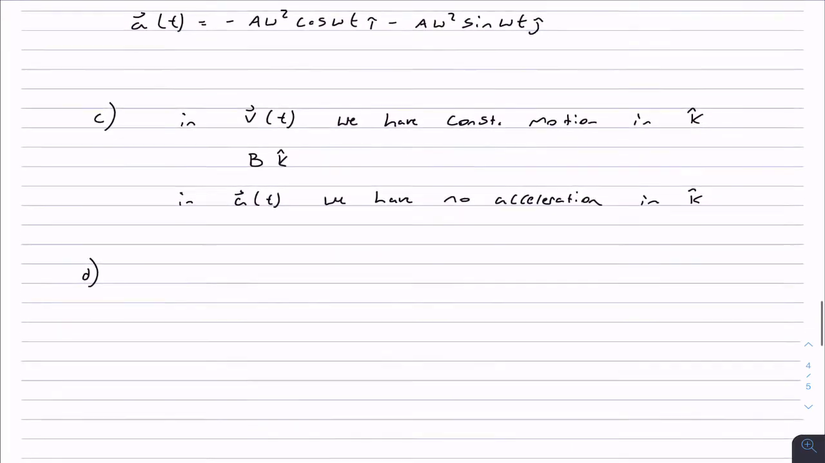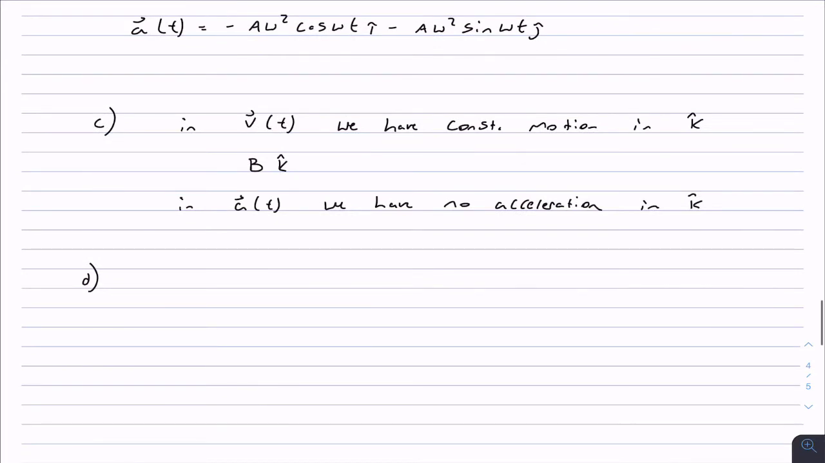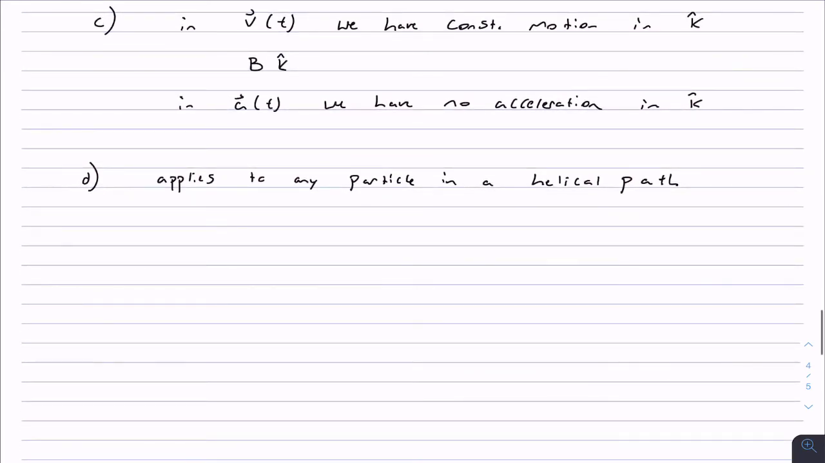So, as long as the medium is consistent, it should be fine. I'm going to say this applies to any particle in a helical path, not just a B field. Okay? All right. B field, by the way, I don't know if this has come up yet, probably not. B field is a magnetic field. Okay, what is next? 80 and 81.